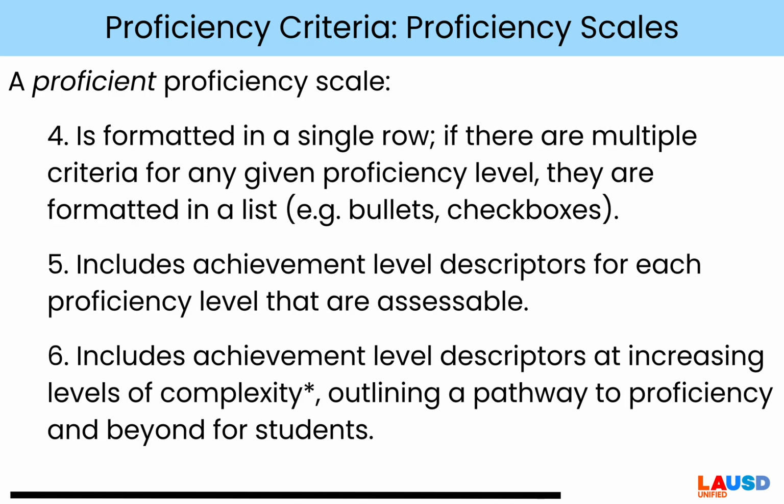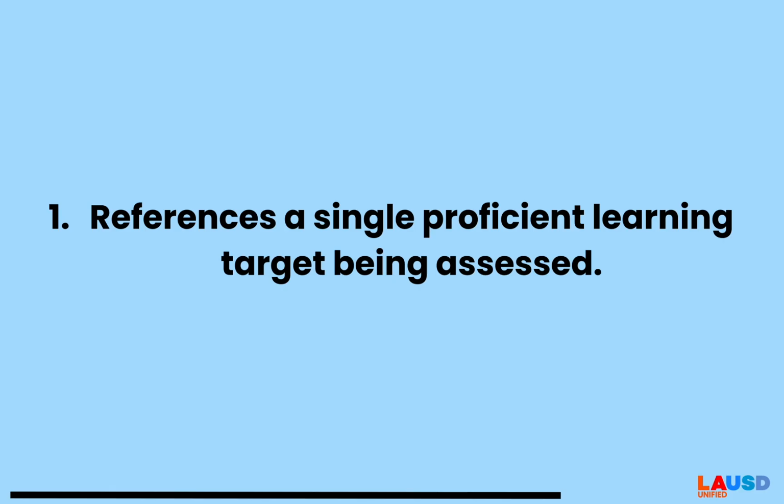4, is formatted in a single row. If there are multiple criteria for any given proficiency level, they are formatted in a list, for example, bullets or checkboxes. 5, includes achievement level descriptors for each proficiency level that are accessible. And 6, includes achievement level descriptors at increasing levels of complexity, outlining a pathway to proficiency and beyond for students.